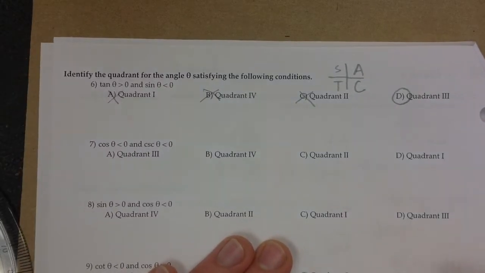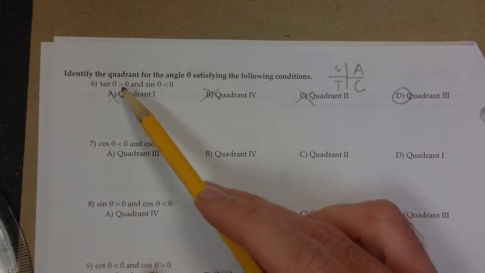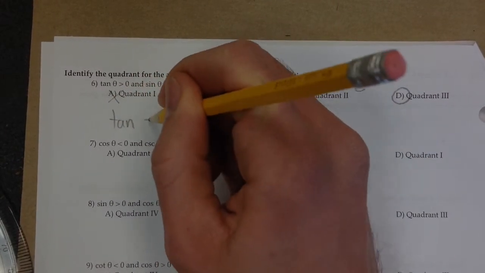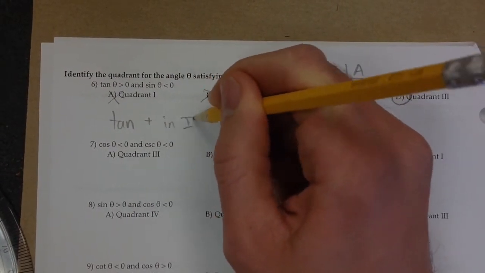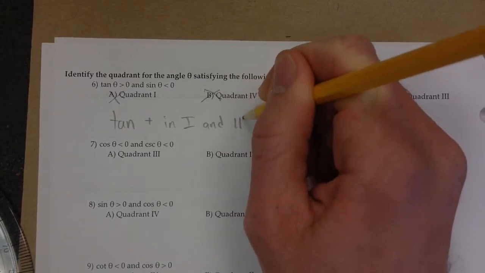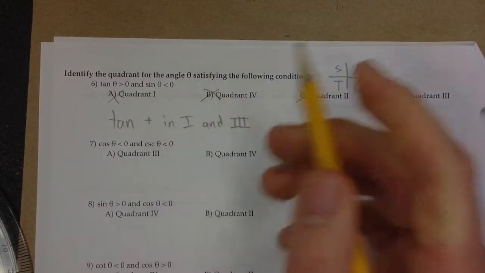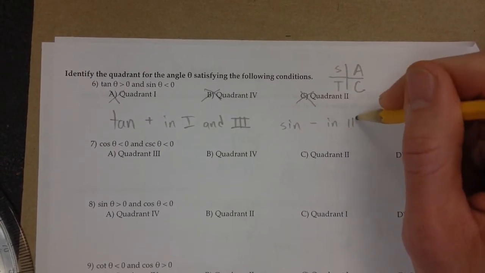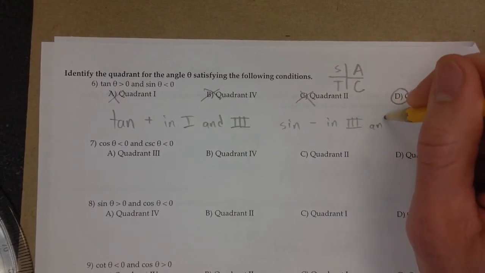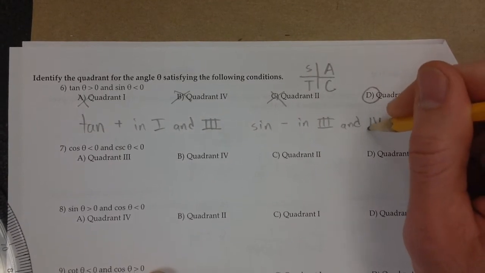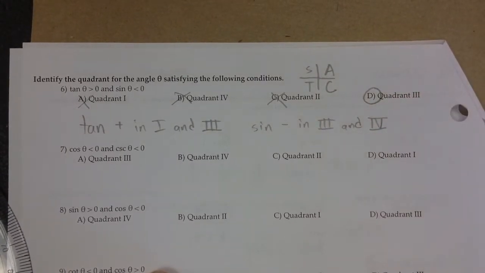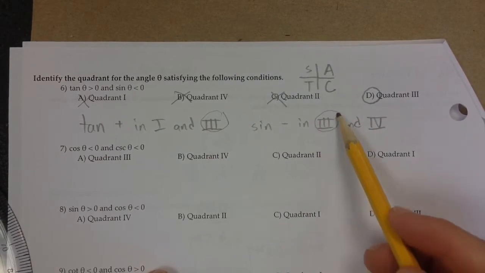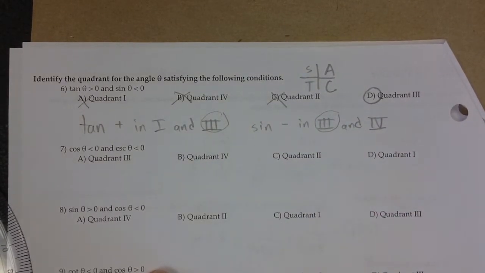Yes. Tangent is positive in quadrants 1 and 3. Sine is negative in quadrants 3 and 4. You're looking for the intersection, the overlap. So quad 3 is the overlap. It's just a puzzle. That's it.